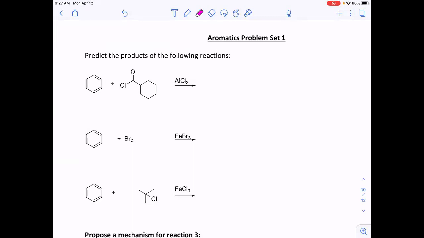So can somebody draw in what the product of that first reaction will be and tell me what type of reaction it is? Is it an alkylation? Is it an acylation? Is it a halogenation? It's an acylation. Acylation, good. Let me fix that C, it looks like an R. It's acylation. What would the product be?